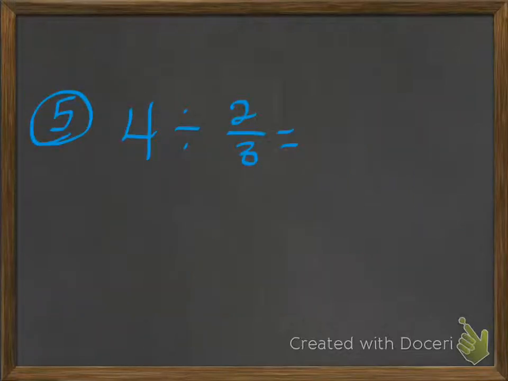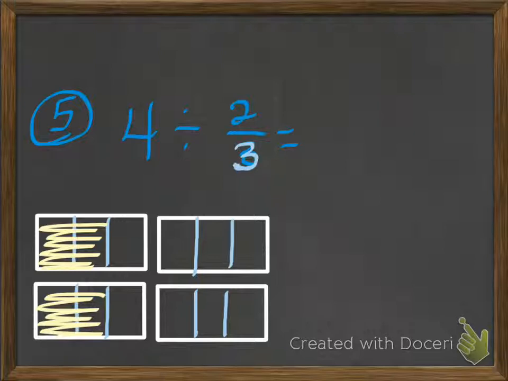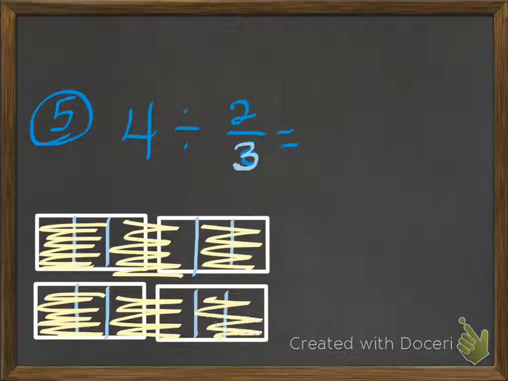Number 5, 4 divided by 2/3. Sorry, that should say 2/3. Okay, so I have drawn 4 rectangles. I've cut them into thirds. Now I need to see how many 2/3 there are. So I've got 1, 2, 3, 4, 5, 6. That should equal 6. So 4 divided by 2/3 is the same as 4 times 3 over 2.